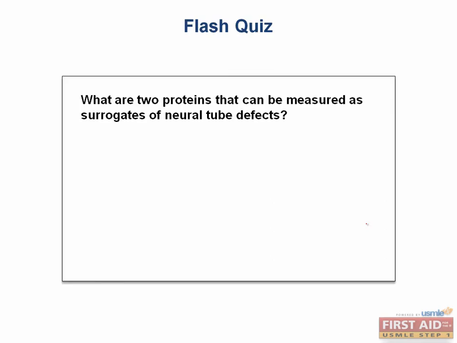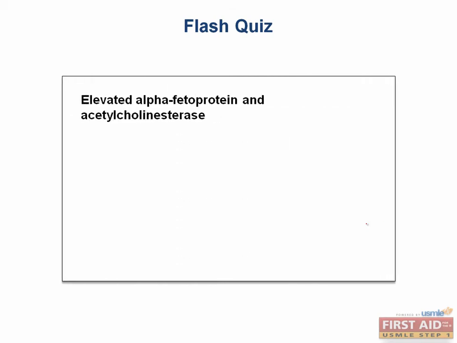Time for another flash quiz! Now, what are the two proteins that can be measured as surrogates of neural tube defects? The answer to this question is elevated alpha-fetoprotein and acetylcholinesterase, and we've talked about this in 2 examples so far.